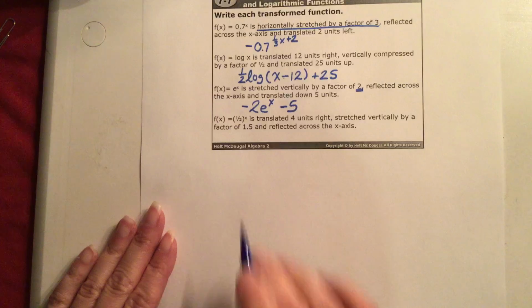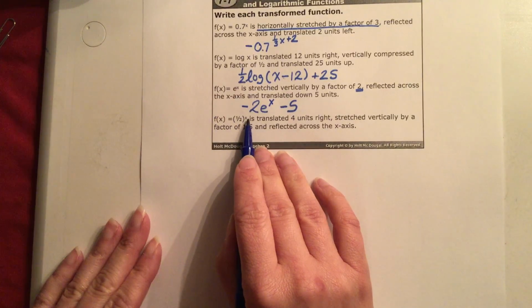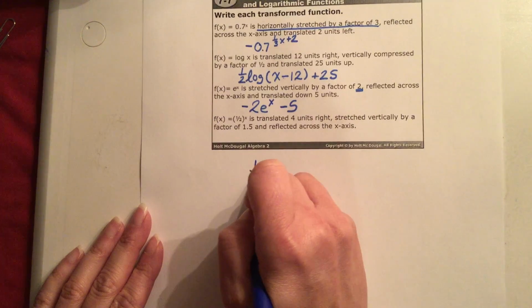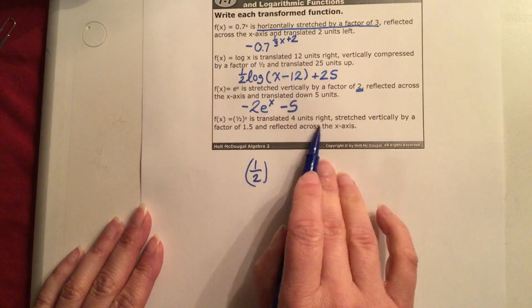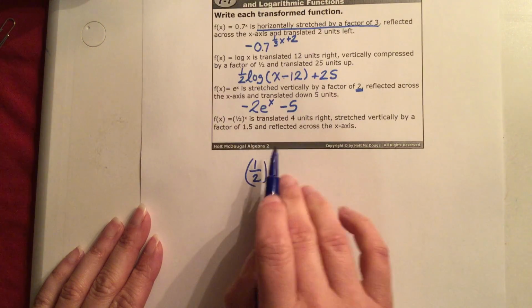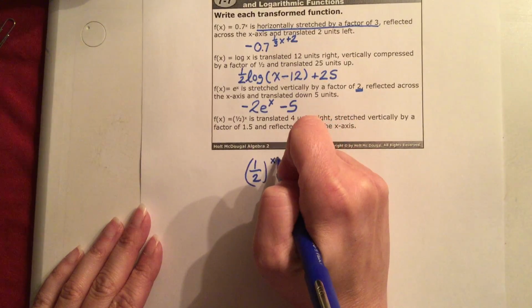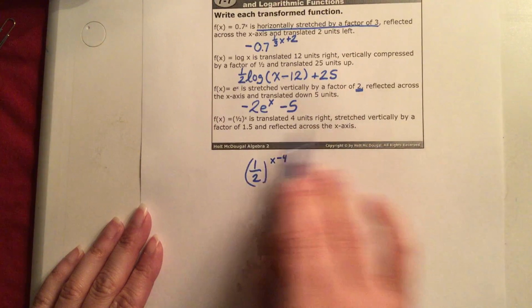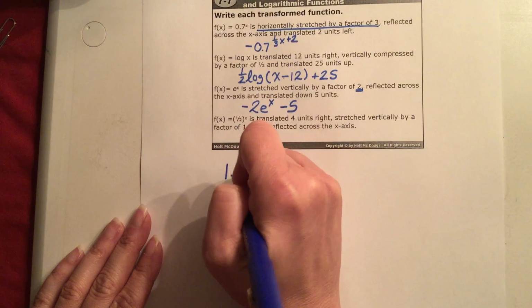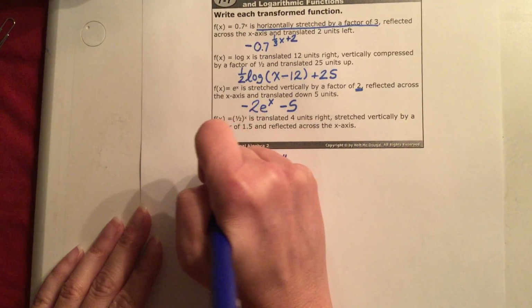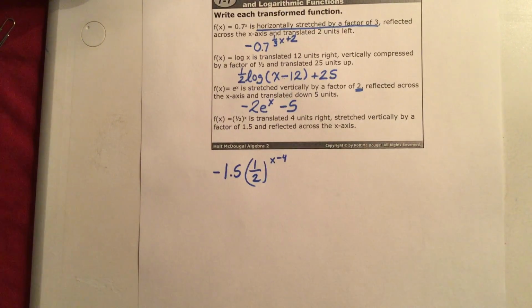Last question, big breath. 1/2 to the power of x. If I'm going to translate that 4 units right, that is a horizontal slide. So it's going to go up just with the x, okay? So if I'm going to the right, it's x minus, I'm filling in a +4. Stretched vertically by a factor of 1.5. This is a stretch because 1.5 is bigger than 1. Reflect across the x-axis, so I put the negative there.